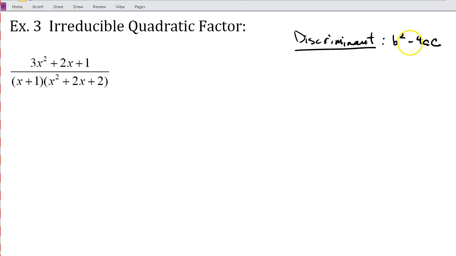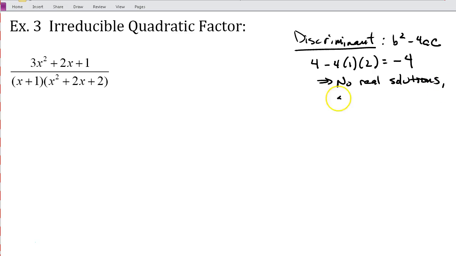Alright, so if we look at the discriminant for this problem, we've got b squared, which would be 4, minus 4 times a, which is 1, times c, which is 2. This comes out to negative 4, so what that tells us is we have no real solutions, and it will not factor. Okay, so we say it's irreducible. So what we're going to end up with here is a quadratic factor, and we're going to have to handle that a little bit differently than we did in the previous example.